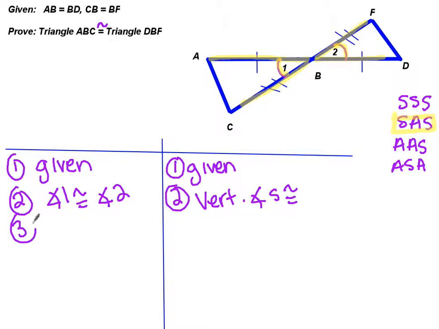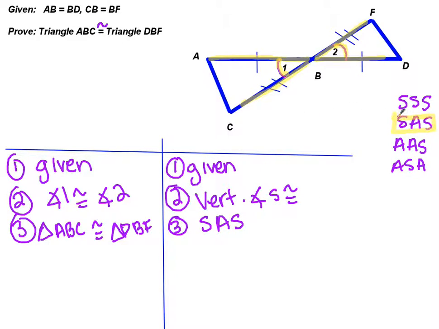And now my last step is to state that the triangles are congruent. Triangle ABC is congruent to triangle DBF because of side, angle, side.